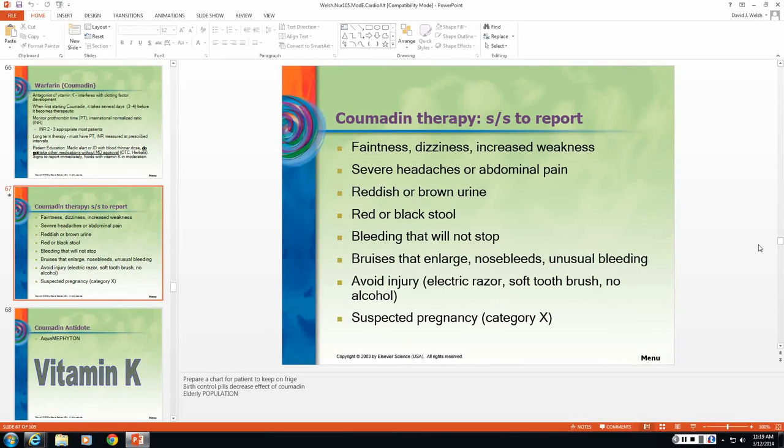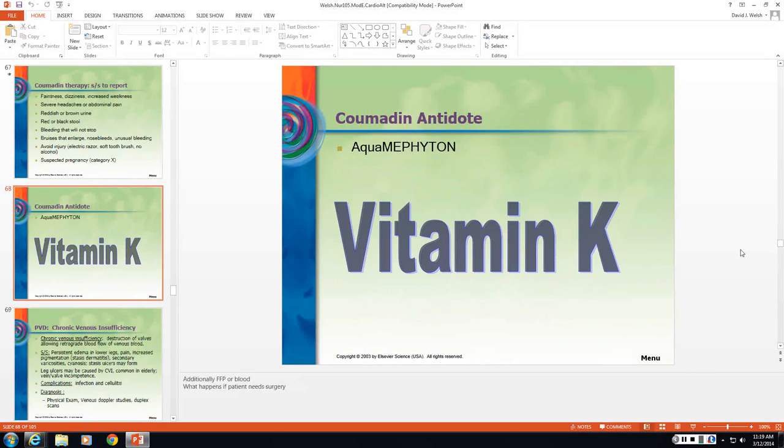If they have a suspected pregnancy, they need to automatically call their doctor. Now, the antidote for Coumadin is going to be your AquaMEPHYTON, which is vitamin K.